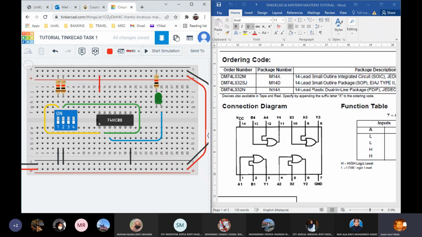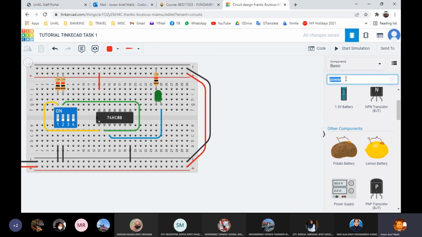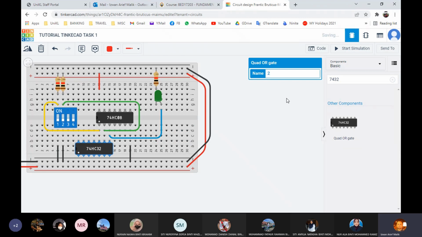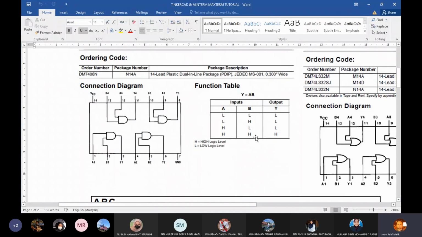Then saya nak tukar pula. Instead of using AND gate, saya nak guna OR gate 7432. So saya cari 7432. So this is an OR gate. So saya place dia dulu dekat mana-mana. So just replace sahaja kedudukan dia pada tempat yang tepat macam ni lah. Untuk kita, sebab input dan output dia sama. Input dan output pin dia, they are the same. Tengok macam ni.